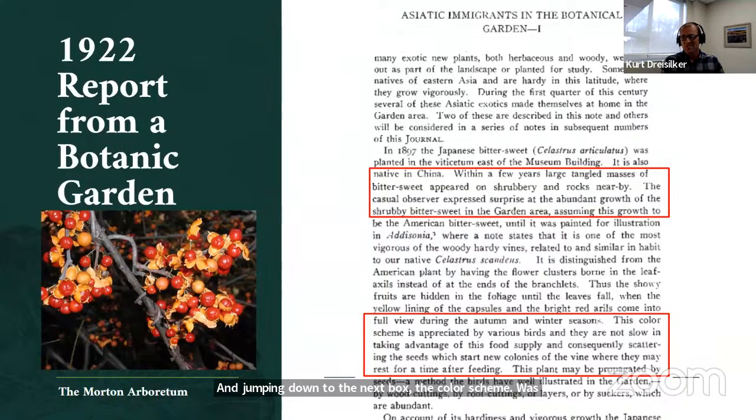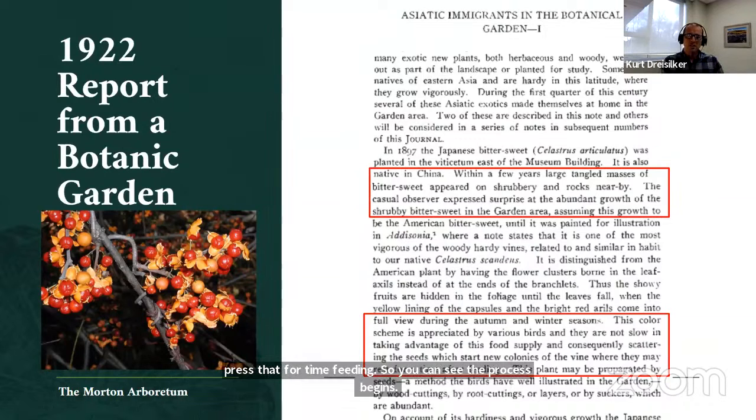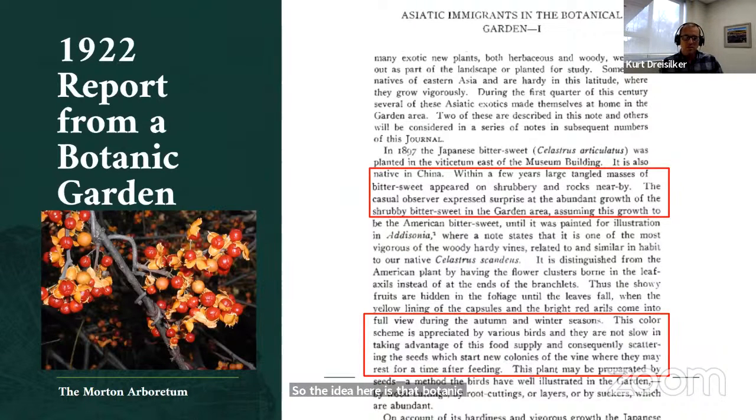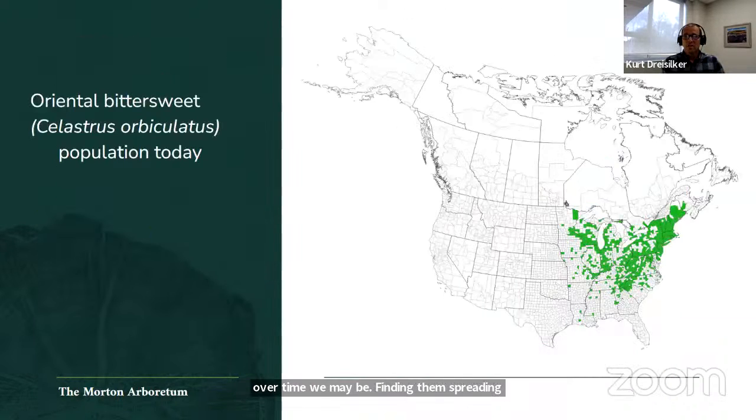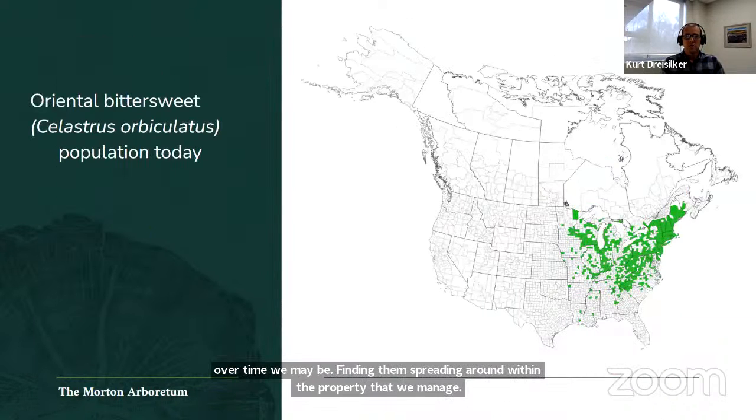And it's also noted that they're not slow in taking advantage of the food supply and consequently scattering the seeds, which start new colonies of the vine where they may rest after a time of feeding. So you can see the process begins. So the idea here is that botanic gardens and arboreta across the continent have this unusual view about plant behavior. And so we introduce plants into our collections, and over time we may be finding them spreading around within the property that we manage. So this is back in 1922 when it was introduced.